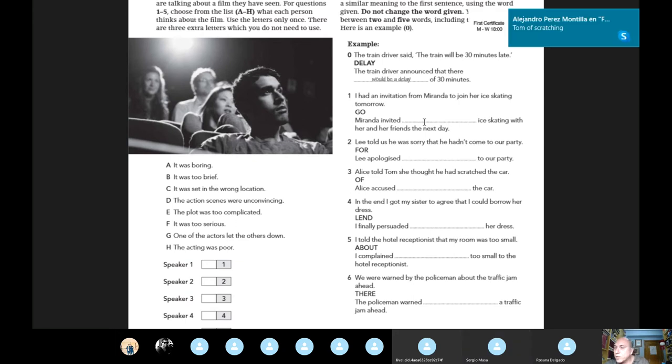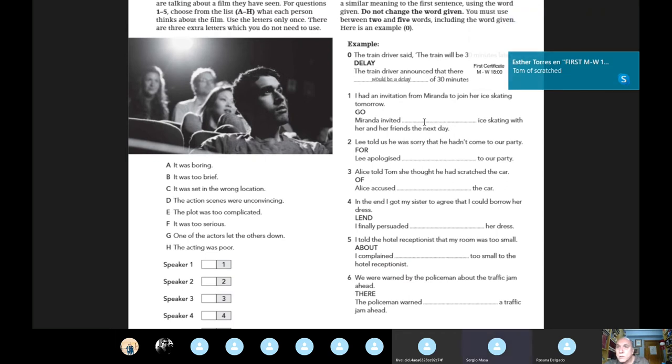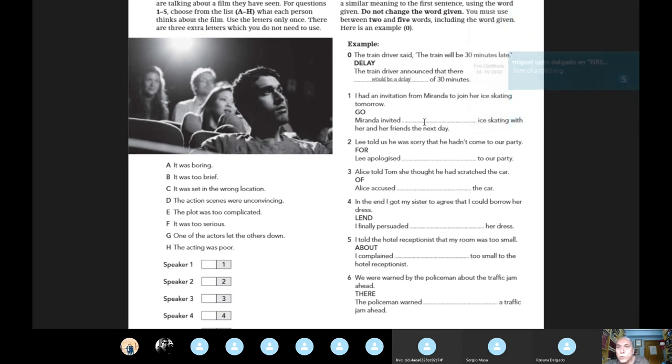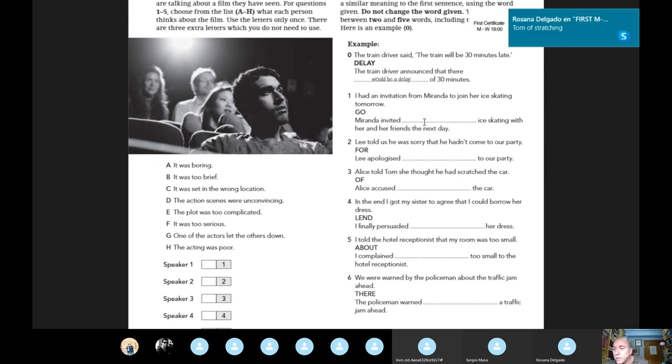Tom of scratching. Tom of scratched. Okay. Tom of scratching, Tom of scratch, Tom of scratching. Well, I want you to remember the prepositions. Here you have Tom of, and now the verb needs an ing. Don't forget that, please, in the exam. You have of. Of is a preposition, so the answer is Tom of scratching. Yes, Rosie, exactly. Or acceptable too, Tom of having scratched.